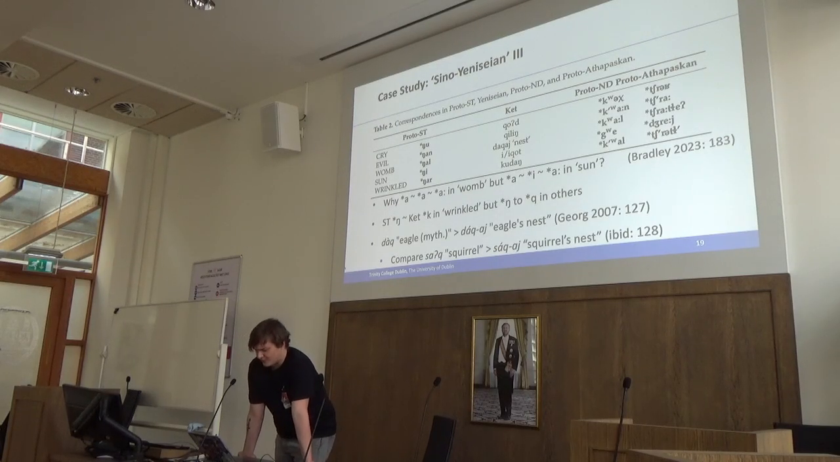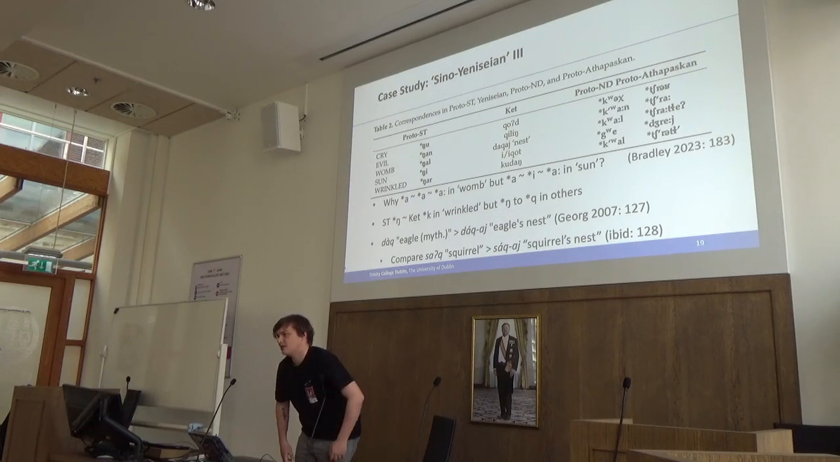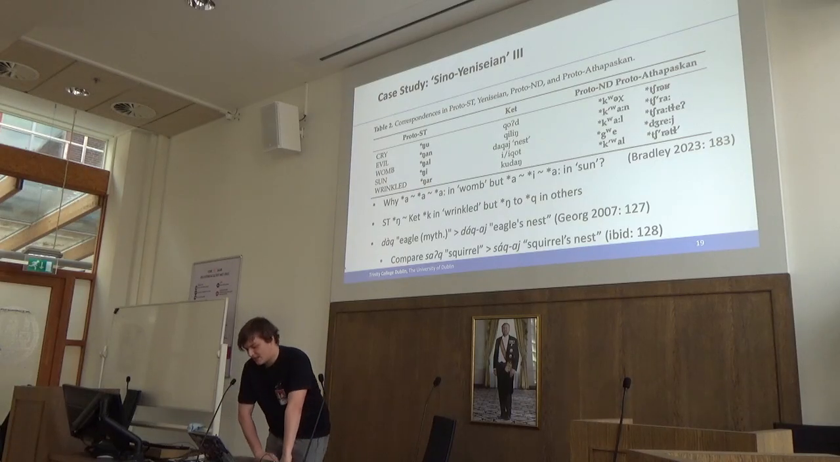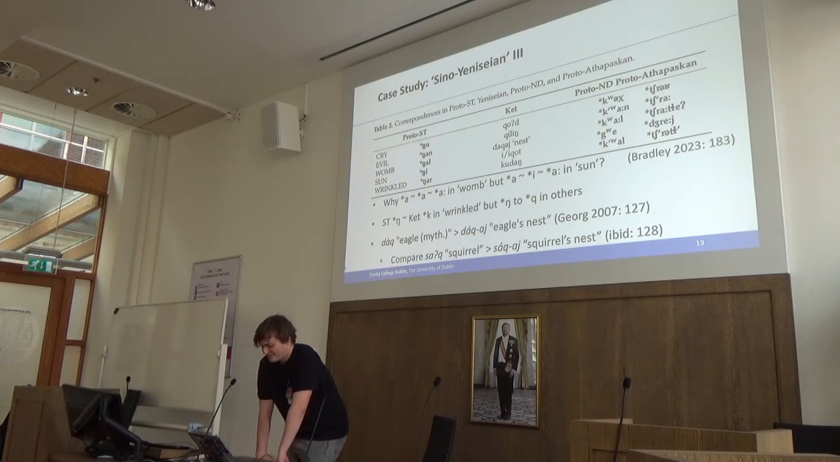He appears to have found, or thinks that he's found, a correspondence between initial velar nasals in Sino-Tibetan and a uvular stop in Ket. But evidently there are problems here. For example, the word for sun, there's no correspondence between the velar nasal and the uvular. It's just a null initial. For wrinkled, there's no uvular stop at all.